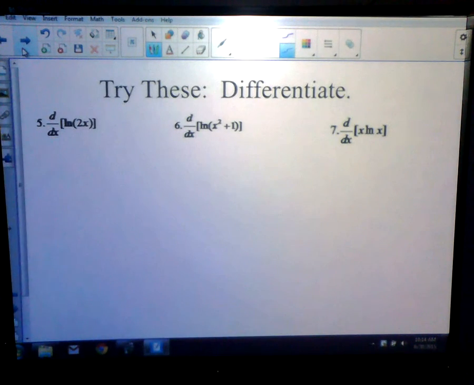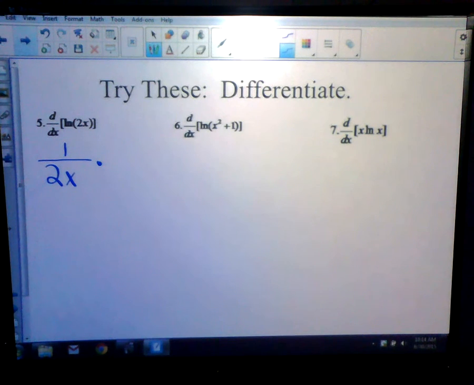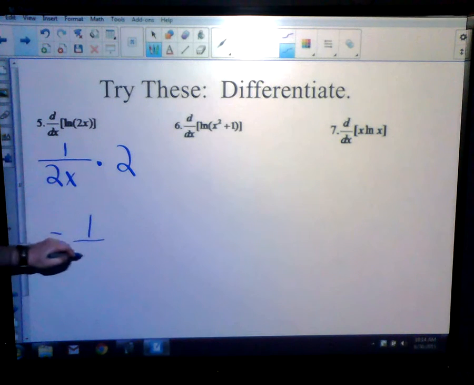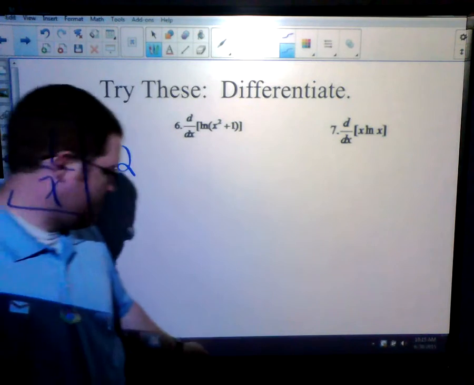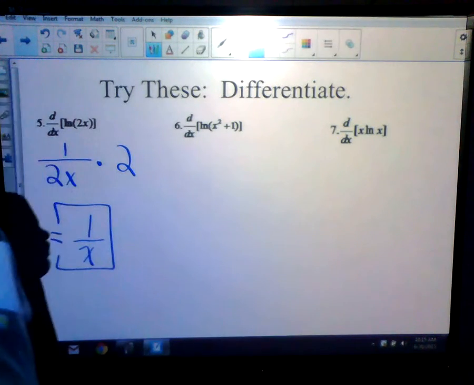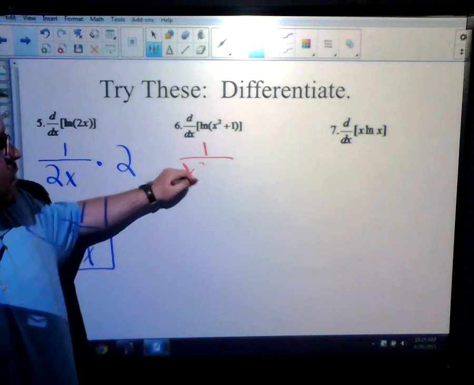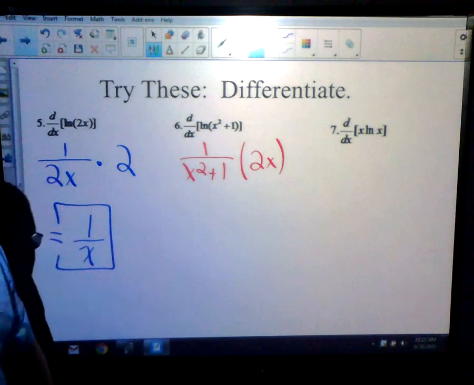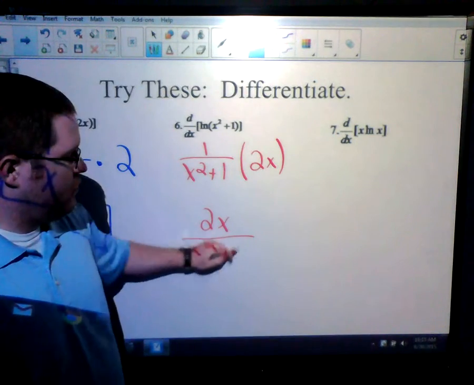What's the derivative of natural log of 2x? Well, I see natural log, so it's 1 over 2x times, what's the derivative of the 2x, the inside? It's 2. If you clean that problem up, it'll just be 1 over x. How about this one? What's the derivative of natural log of x squared plus 1? Well, it's 1 over x squared plus 1 times 2x, the derivative of the inside, which makes it 2x over x squared plus 1.